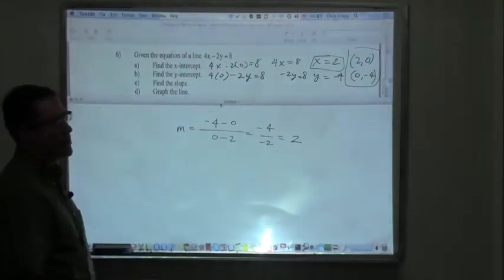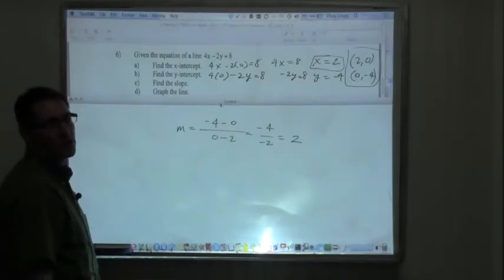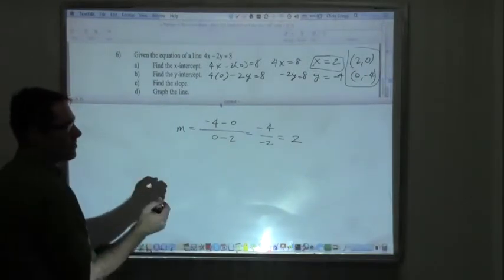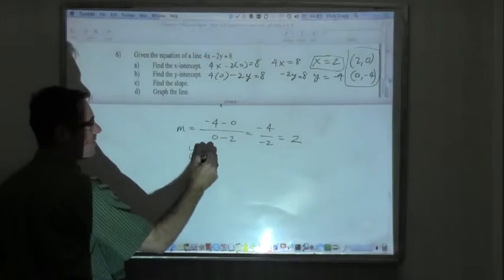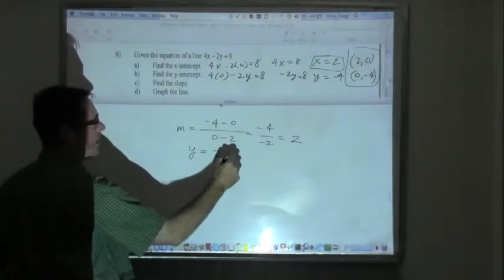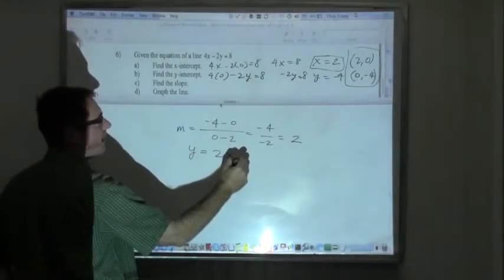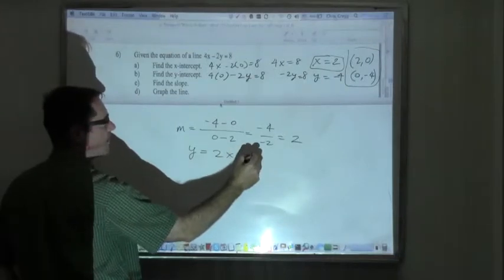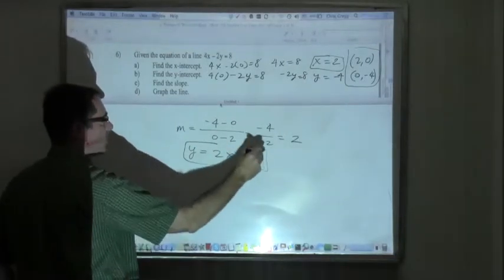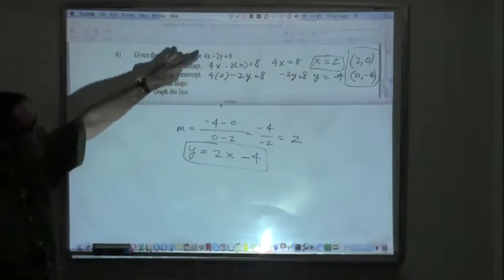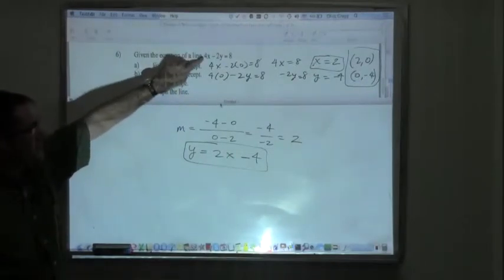And if I said, put it in y equals mx plus b format, slope-intercept format, you'd say y equals 2x, because that's our slope. And the y-intercept is negative 4, minus 4. There's your y, there's your format. And if you solved this for y, you'd get the exact same thing.